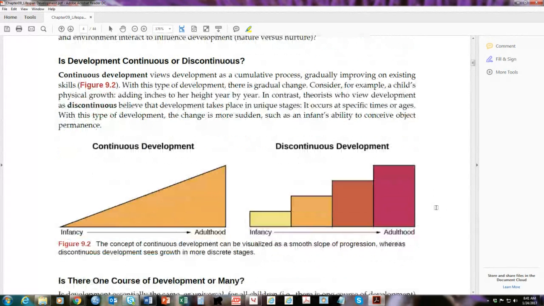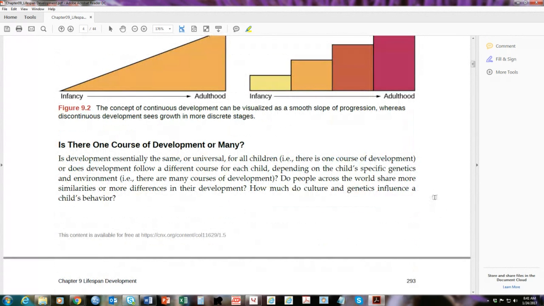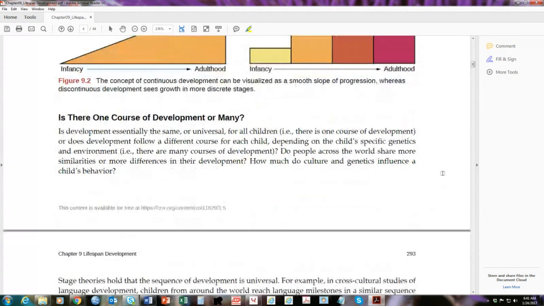But the stage idea has still been very influential, and it still helps to characterize our thinking about development, or classify how we can refer to a kid in a particular stage of development, or children and adults for that matter. Every human is at some developmental stage in the lifespan approach. Everybody is at a particular stage.